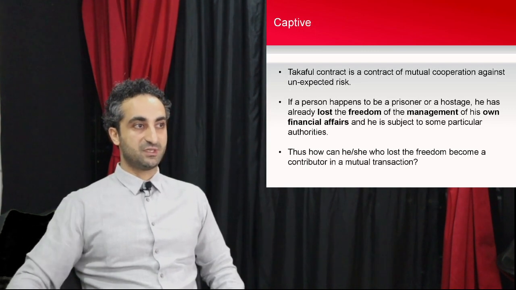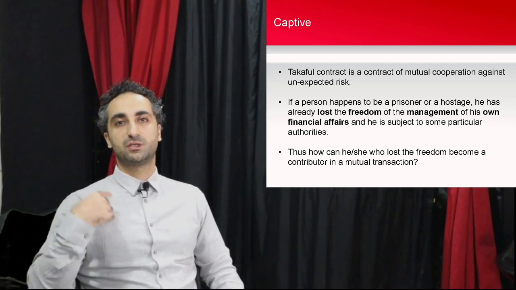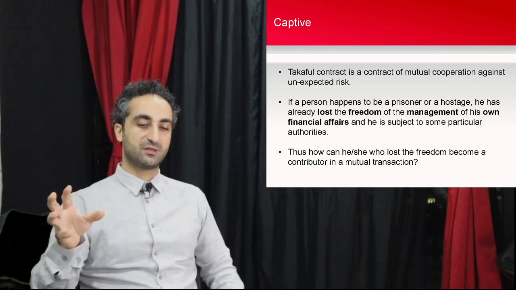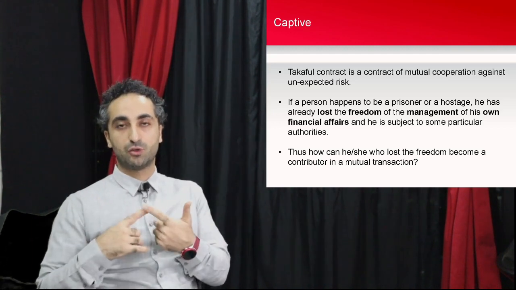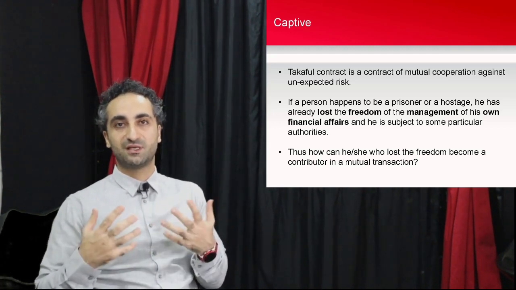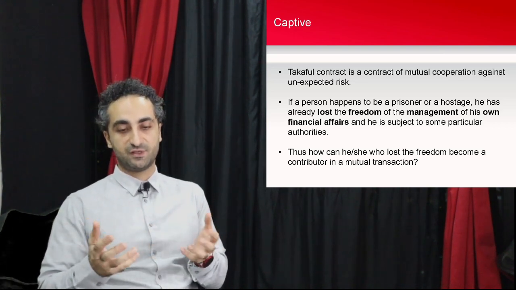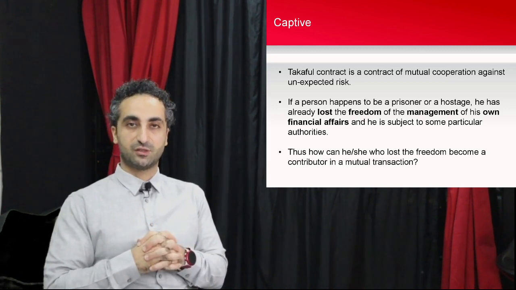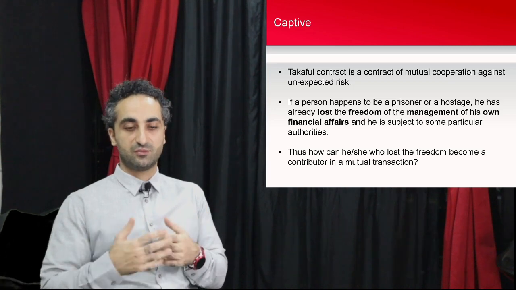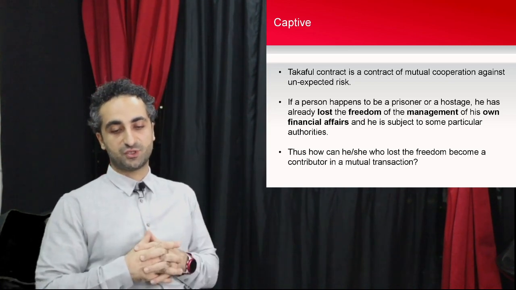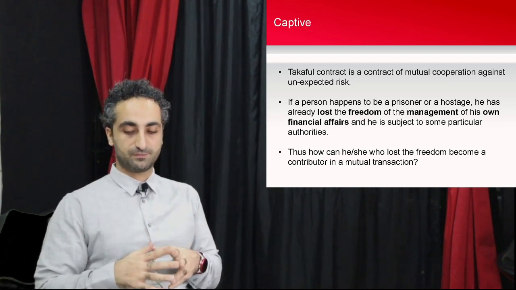Captive. What if someone is being held as a captive? The Takaful contract is a contract of mutual cooperation against unexpected risk. If a person happens to be a prisoner or a hostage, he has already lost his freedom of the management of his financial affairs, and he is subject to some particular authority. So once you're held captive, you don't have actually the freedom to choose. Thus, how can he or she who lost the freedom become a contributor in a mutual transaction?